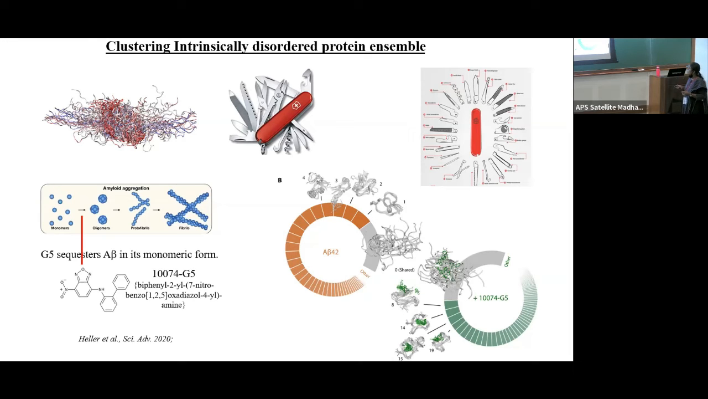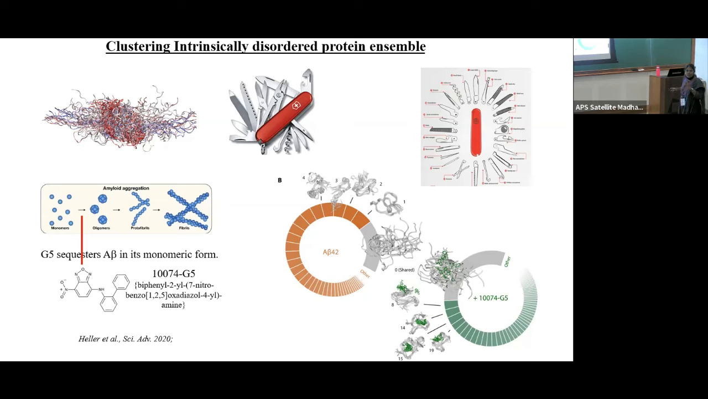So one of the IDP proteins that we are illustrating here is the amyloid beta peptide, which is physiologically very important and therapeutically very important. There are studies on this A beta peptide in the apo state as well as when it is binding to the inhibitor, which were recently published in this paper. We have obtained these trajectories from this paper by Heller et al., in the apo state as well as in the ligand bound state.